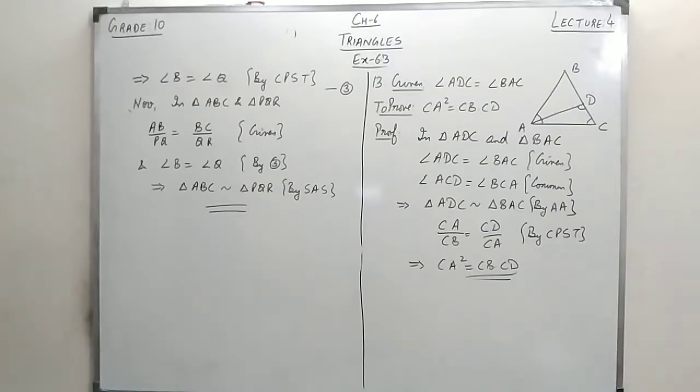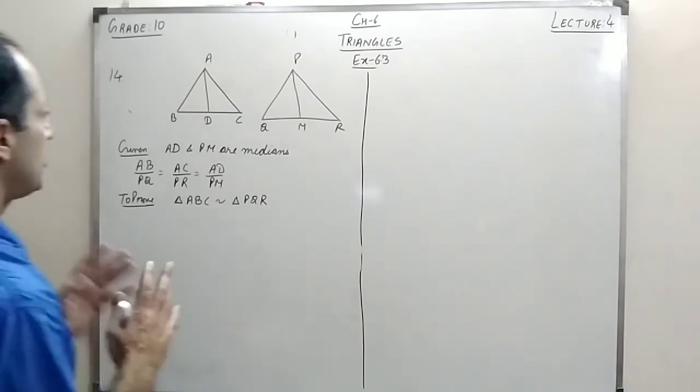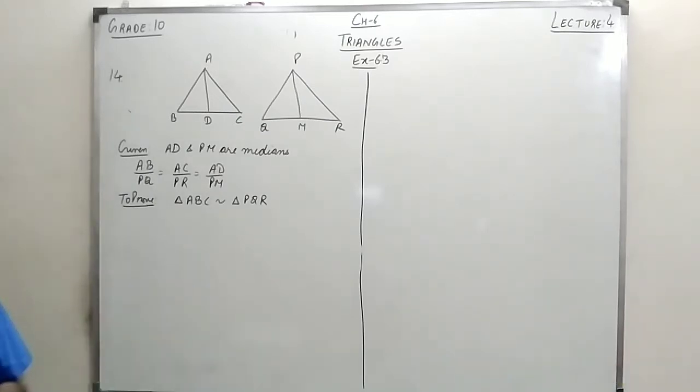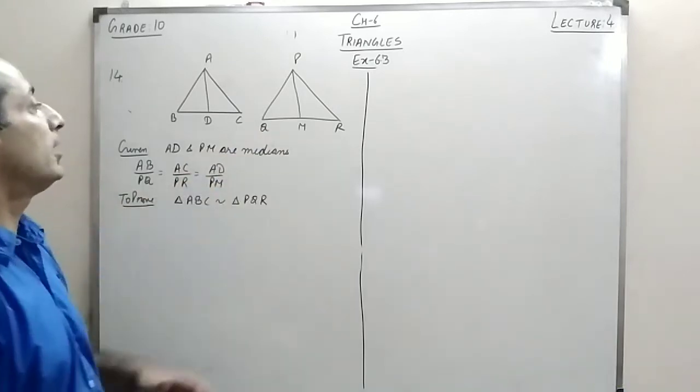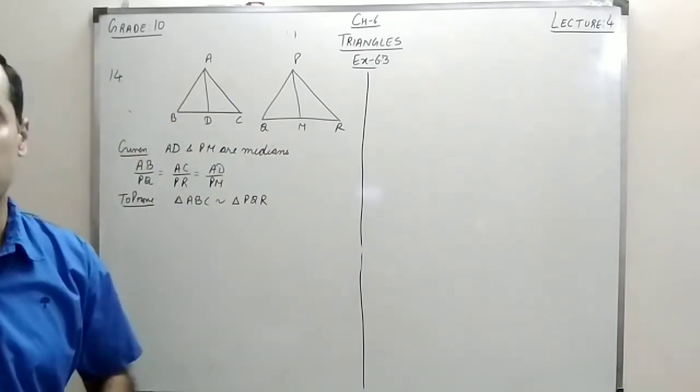So let's go to the next question now. Right, we see question number 14. The question number 14 is somewhat similar to question number 12, which we have done previously. This is a little bit tricky question. How? See, if you remember the question number 12, it was given that AB by PQ equal to BC by QR equal to AD by PM, right? So in that we proved angle B is equal to angle Q.